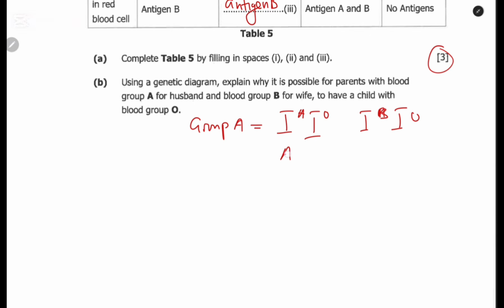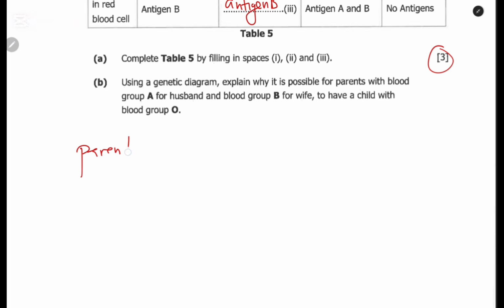In other words, AO and BO. This is blood group A, this is blood group B. Okay, we are not going to go with the homozygous A or B, because those cannot give us blood group O. So we are going with this one. Okay, so let us put up the genetic diagram. We are going to start with parents on top here. Then parents, we have husband, and on the other side we have wife.